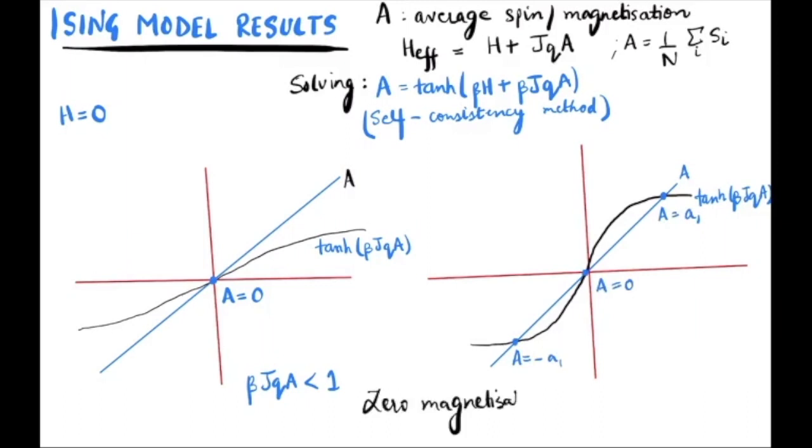What this means is we are going from a zero magnetization situation to a non-zero magnetization situation when we are changing the temperature. This is essentially a paramagnetic to ferromagnetic transition, because in the paramagnetic phase there was no net magnetization for the system, whereas in the ferromagnetic case there is a net magnetization.